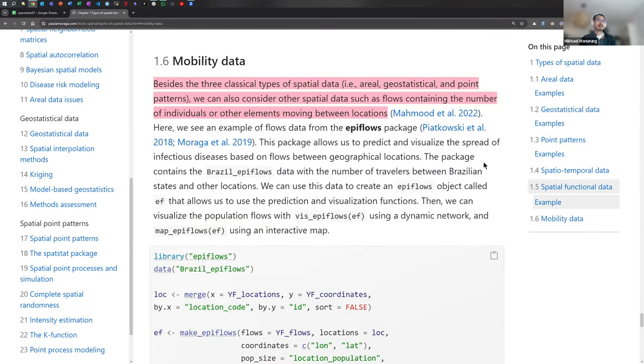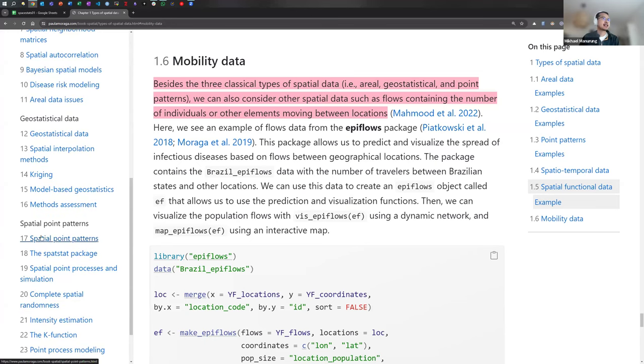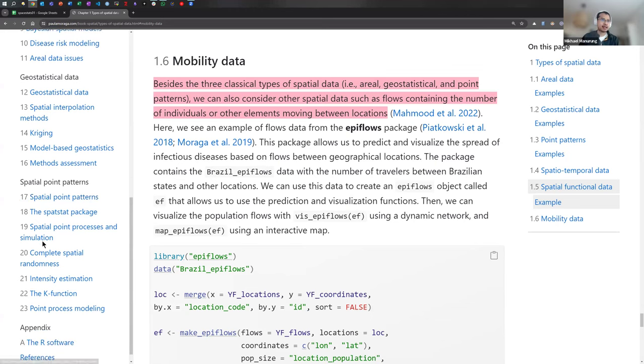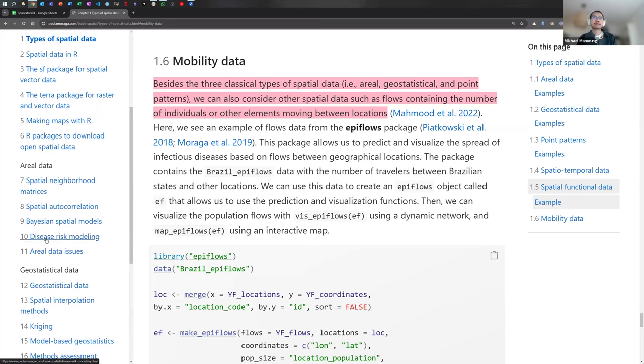so, a lot of types of data, a lot of examples, and I think it is nice to know that there is this categorization into all of this spatial data, and by looking at how the chapters are divided, it seems that the approaches are different for all of these types of data.